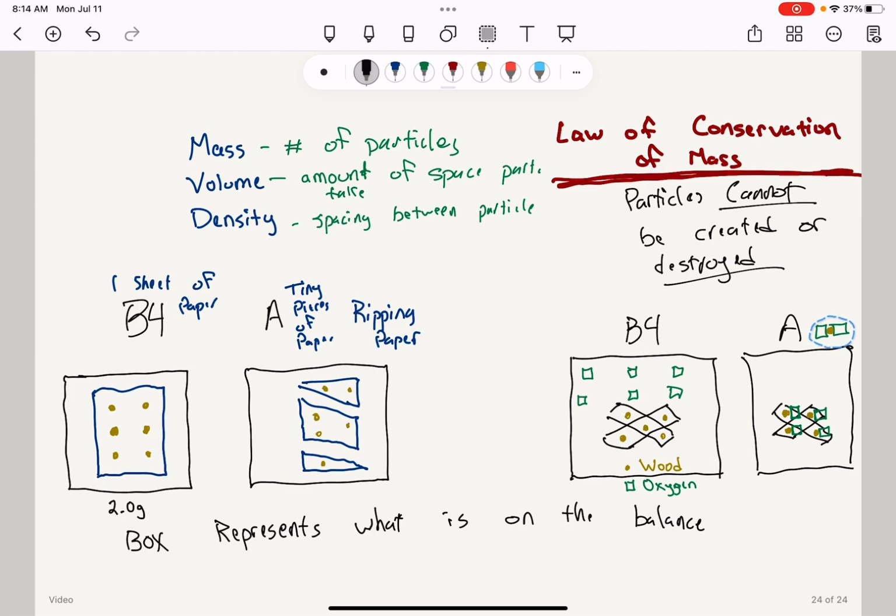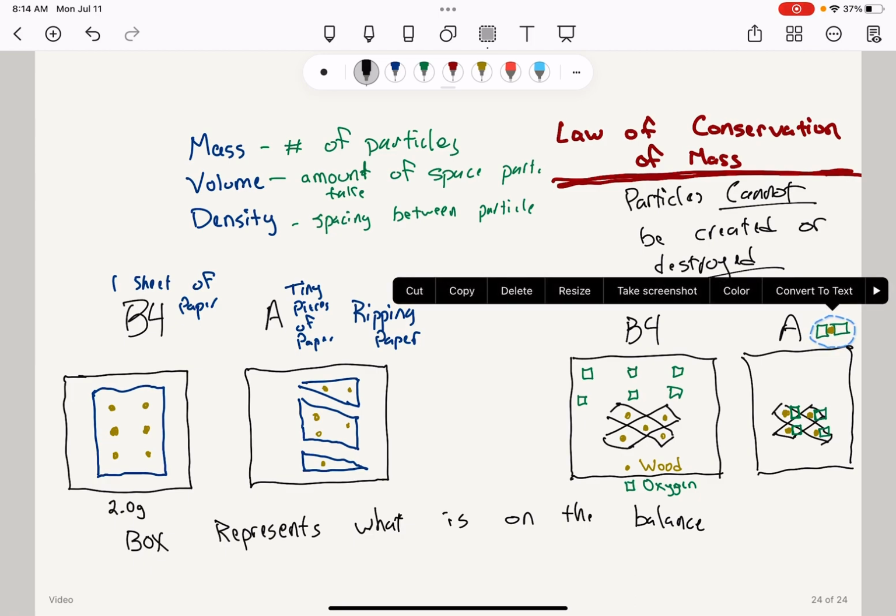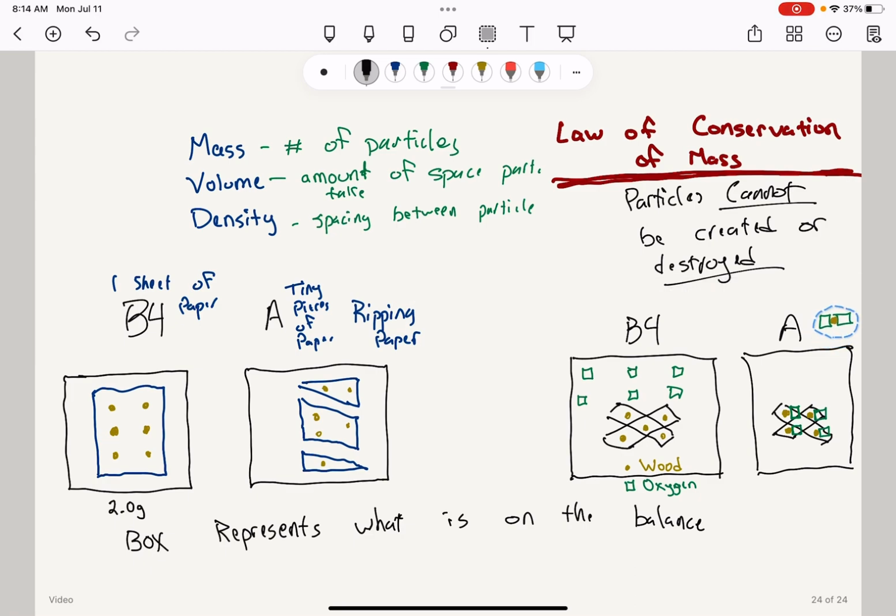And so therefore, to show the law of conservation of mass on my particle diagram, but show a deduction in mass, this particle I show outside the box. In other words, the box represents, again, what's on the balance. And so this shows particles are leaving the balance, but it's not violating the law of conservation of mass because particles cannot be created or destroyed. All it's doing is just leaving the system.